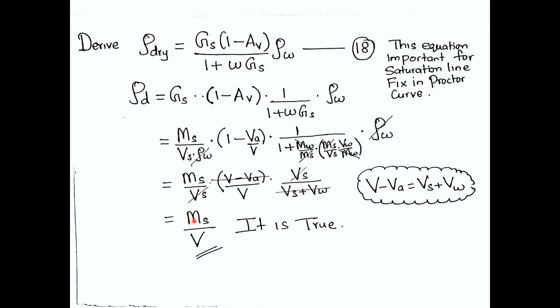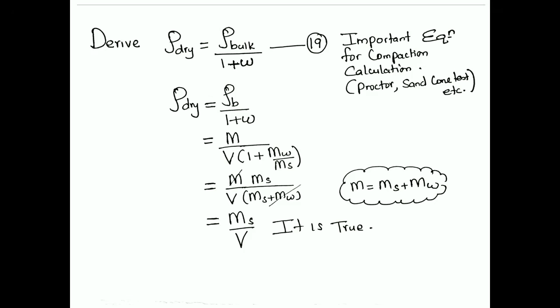dry density is equal to MS over V. This is true. This is the definition of dry density. Therefore, this relationship is true. Dry density is equal to bulk density over 1 plus moisture content. Equation number 19. This is a very important equation in compaction calculation, Proctor test, and so on. This is an important equation.